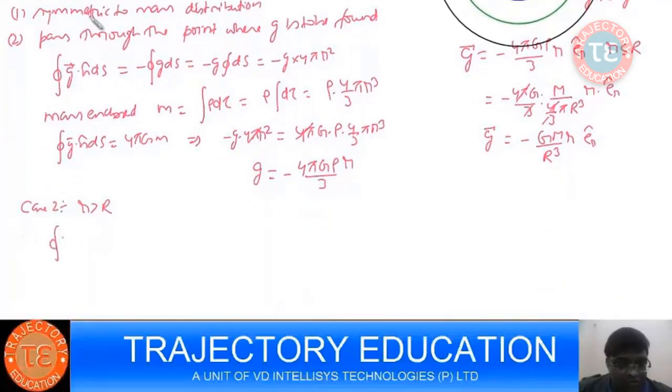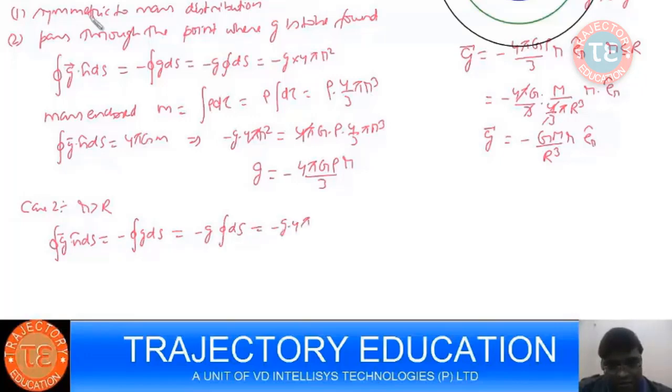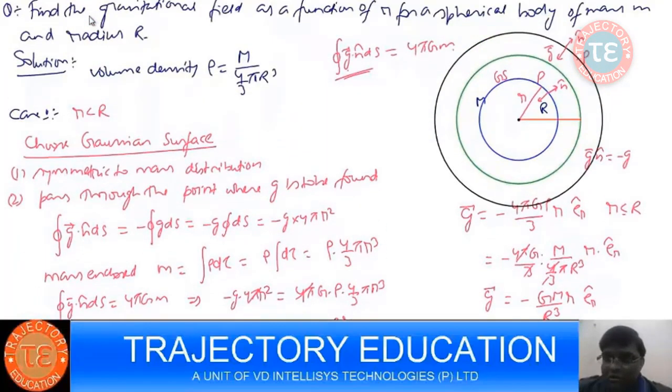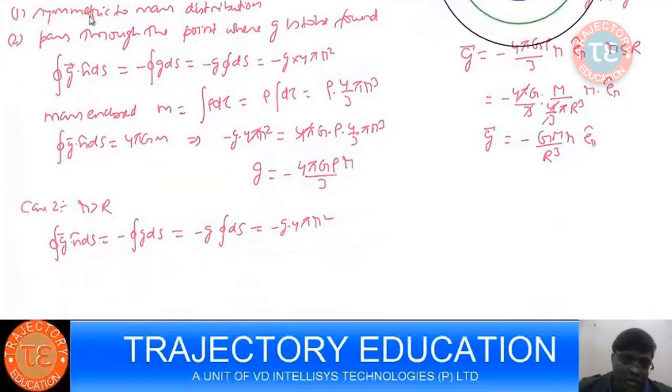So your flux of g is going to be, I can write, minus g dS. I can take g outside, since g depends only on r. r is constant on the Gaussian surface, so it is 4 pi r square. Now this is also r, but r is now greater than capital R. And what is the mass enclosed? Mass enclosed is capital M.